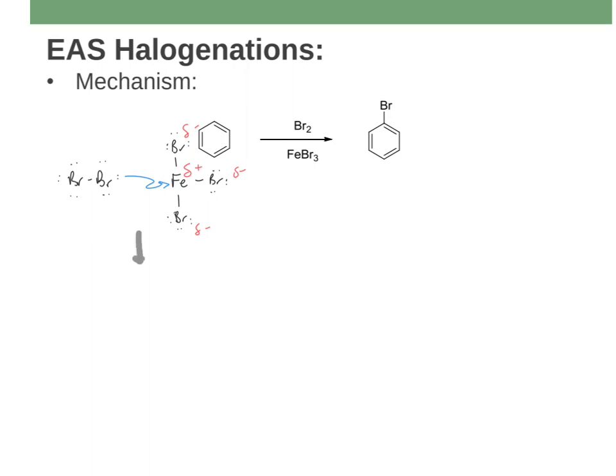So if I draw this out, now my Br2 has added to my FeBr3. Right, we have this adduct, we have this Lewis acid-base pair. But when we do that, what we see is that now my iron is negative and this bromine became positive.